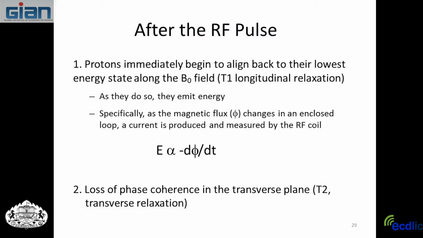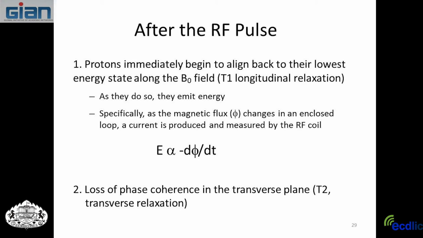So what do they do after they get knocked down? Well, they're going to try to line back up with the magnetic field again, right? They want to be back to their lowest energy state in the B0 field. And as they do so, they emit energy. As the magnetic flux changes in an enclosed loop, a current is produced, and we can measure this with the RF coil.